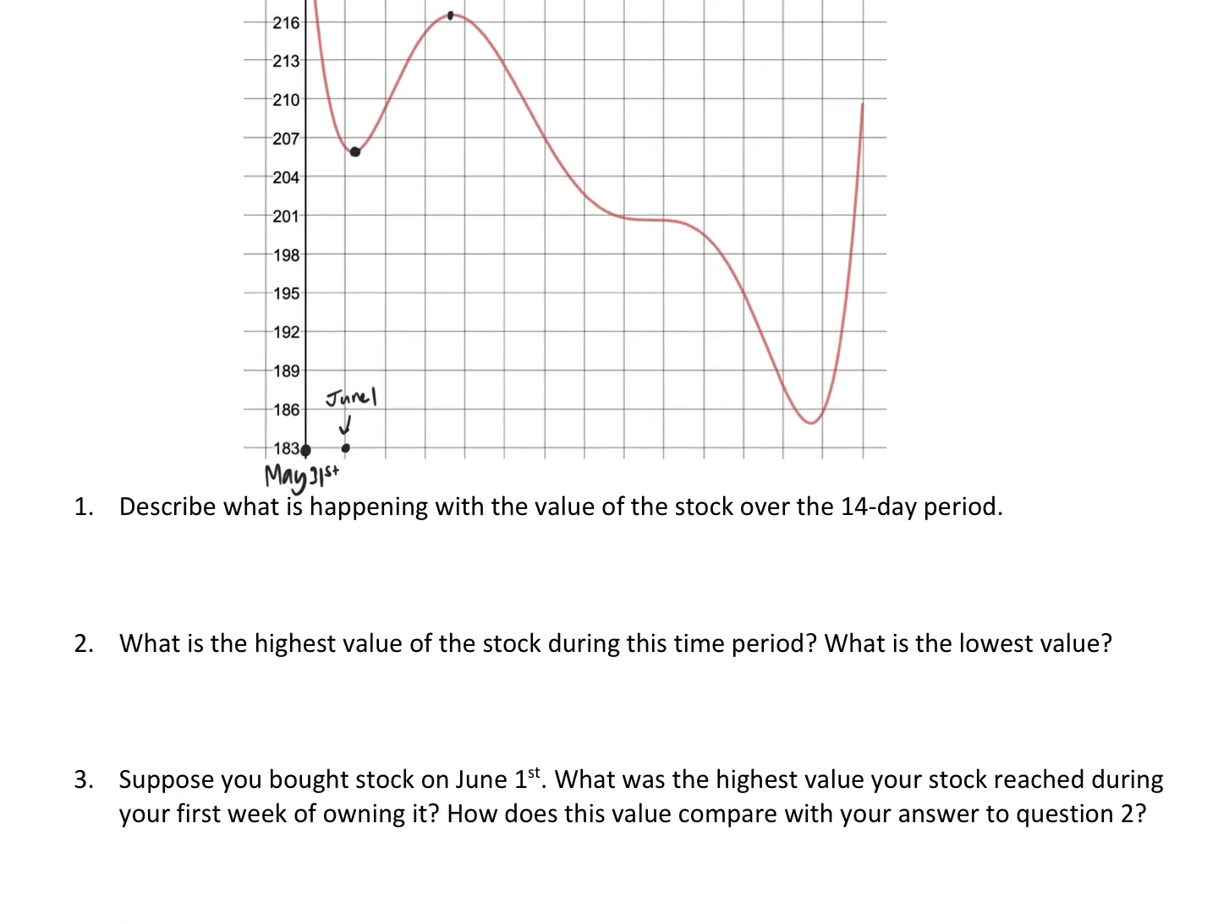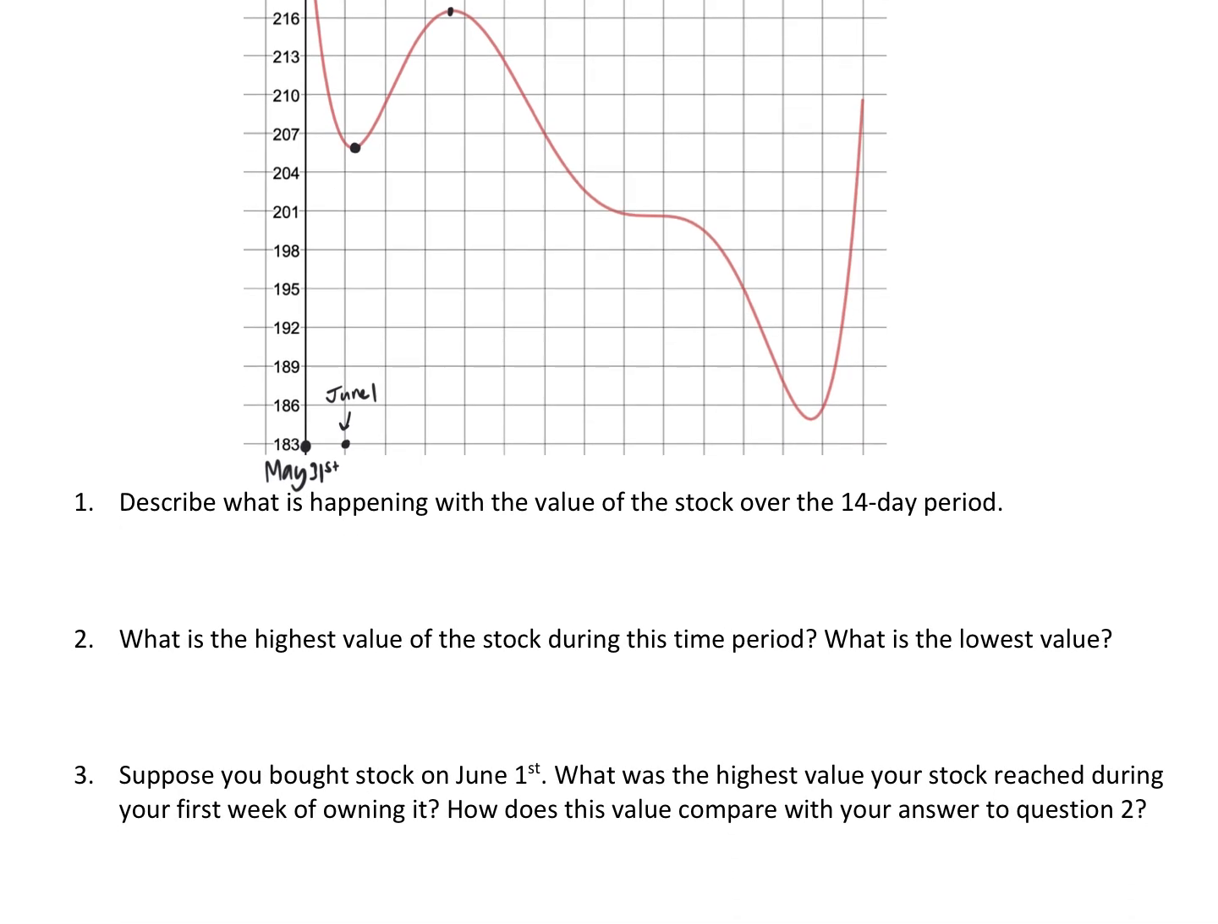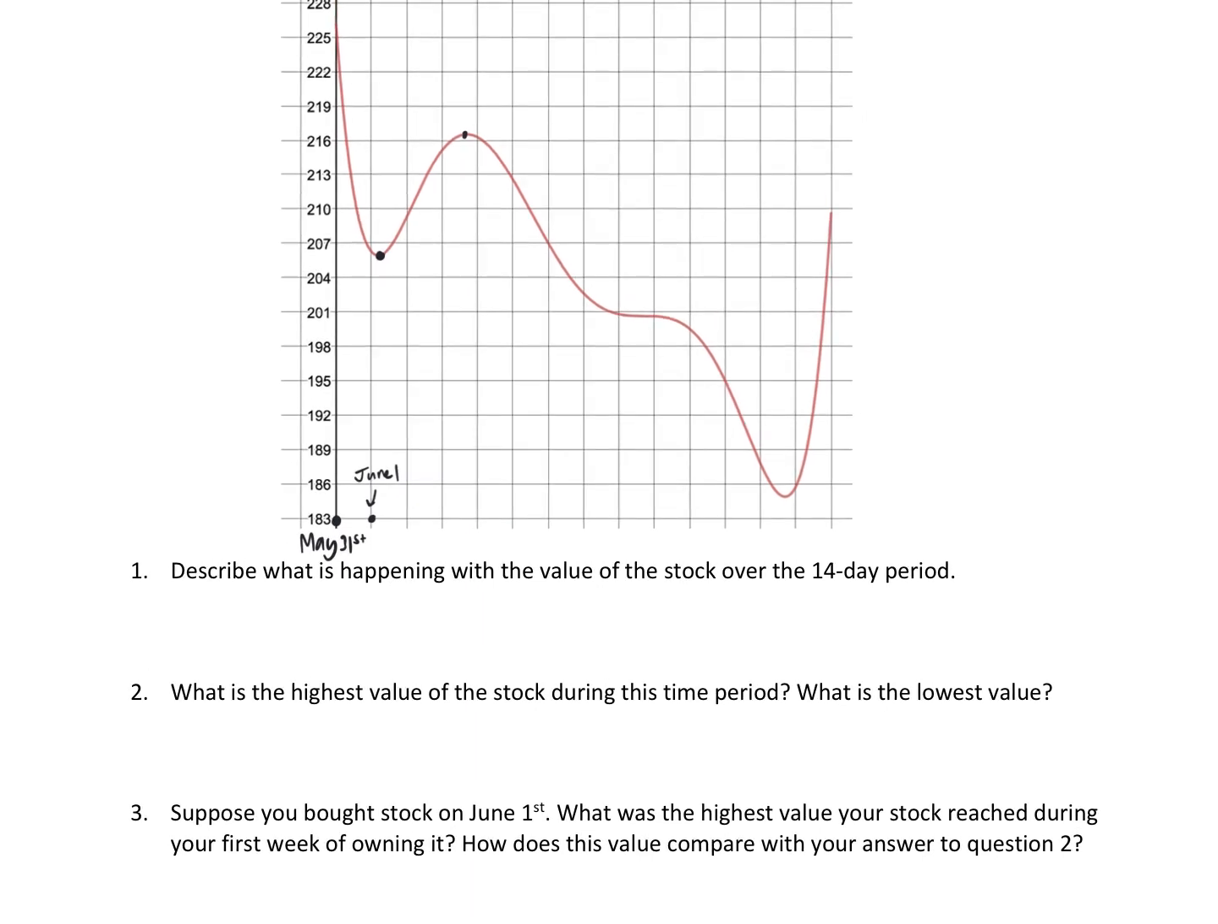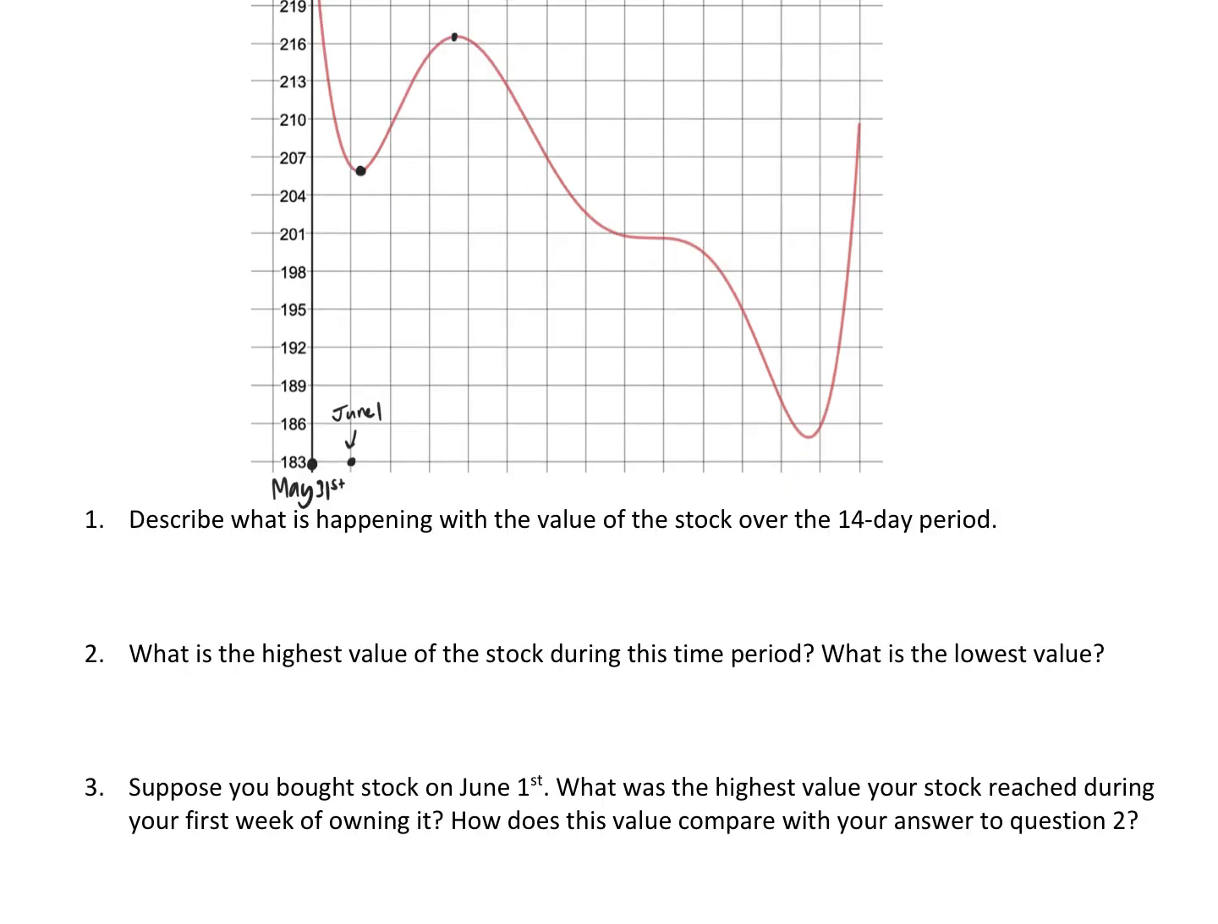Okay, so the next question says, what is the highest value of stock during this time period, and what is the lowest value of stock? So go ahead and answer those questions. Check with your neighbors, see if you got the same thing as them. All right, our highest value should be right at the beginning, $226. And the lowest is 185 approximately. You guys might be off by 1 or 2, that's fine.